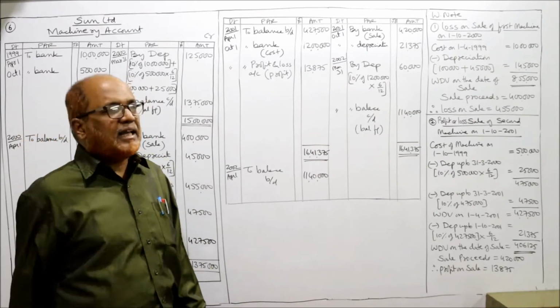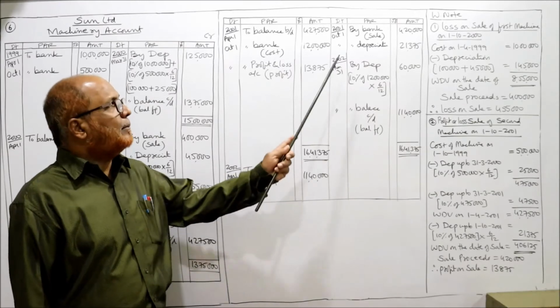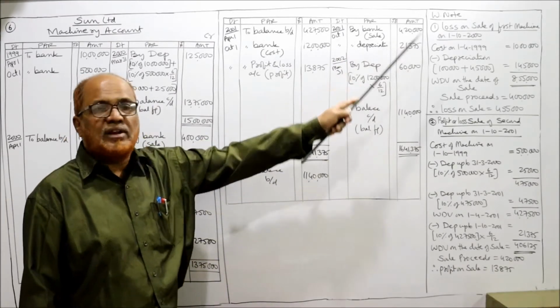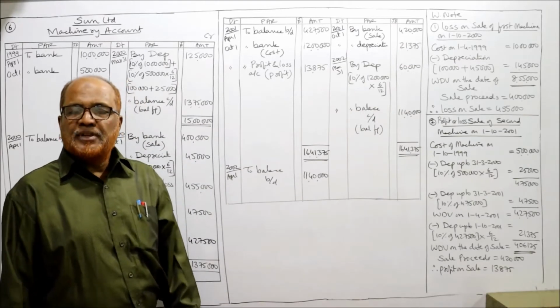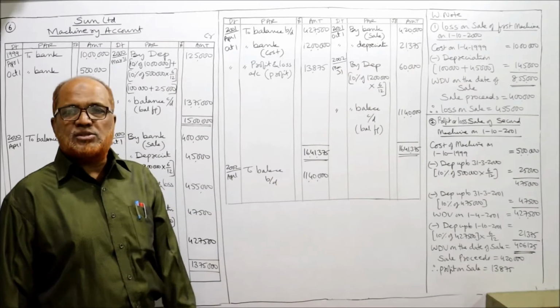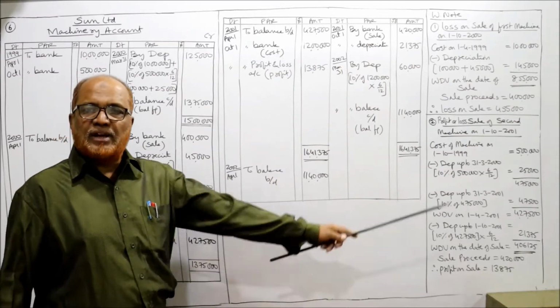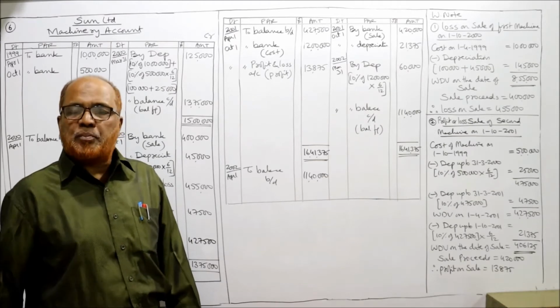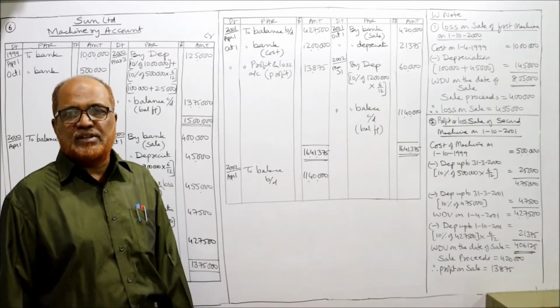The first entry is regarding the sale proceeds. So by bank, sale. At what price it was sold? 4 lakh 20,000 given in the problem. The second plant was sold for 4 lakh 20,000. Now depreciation on this plant. For depreciation, we'll come to the working note and find out how much is the depreciation and how much is the profit or loss on sale of this plant.